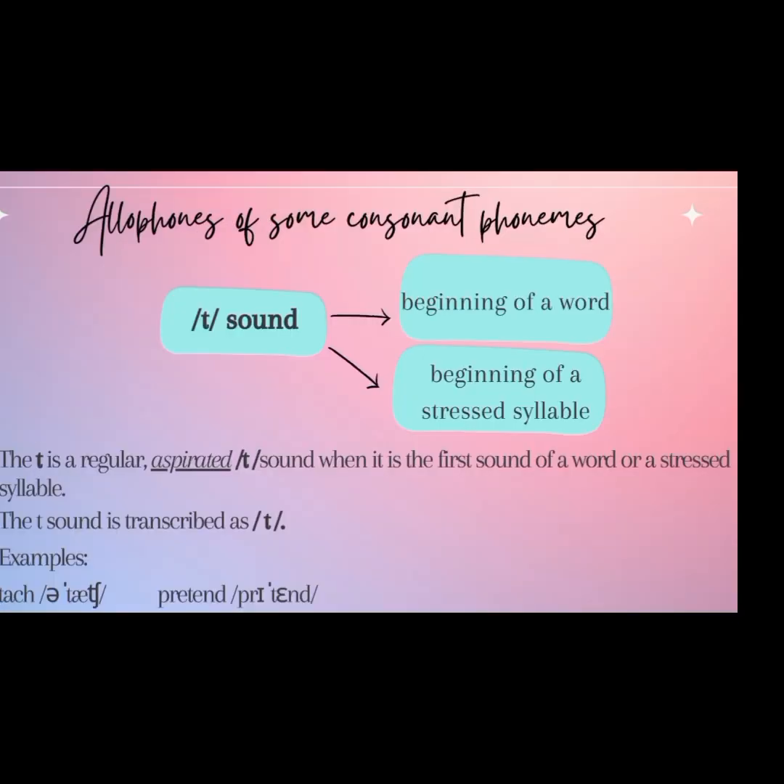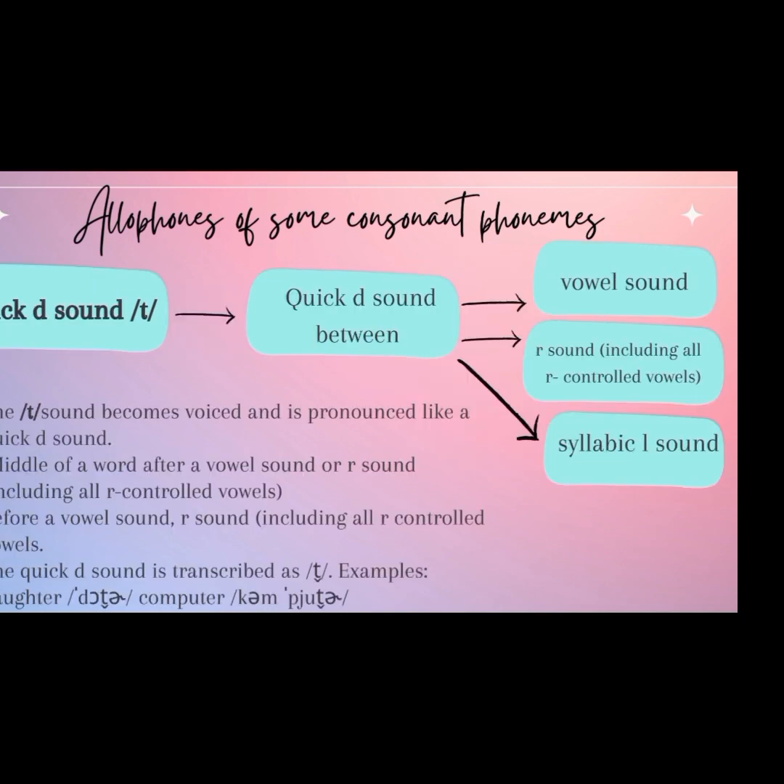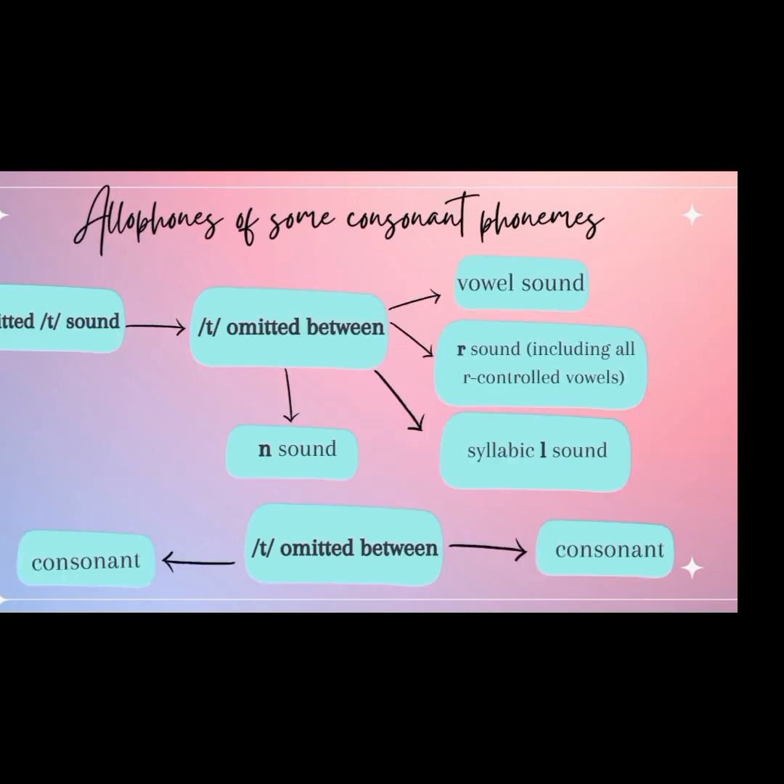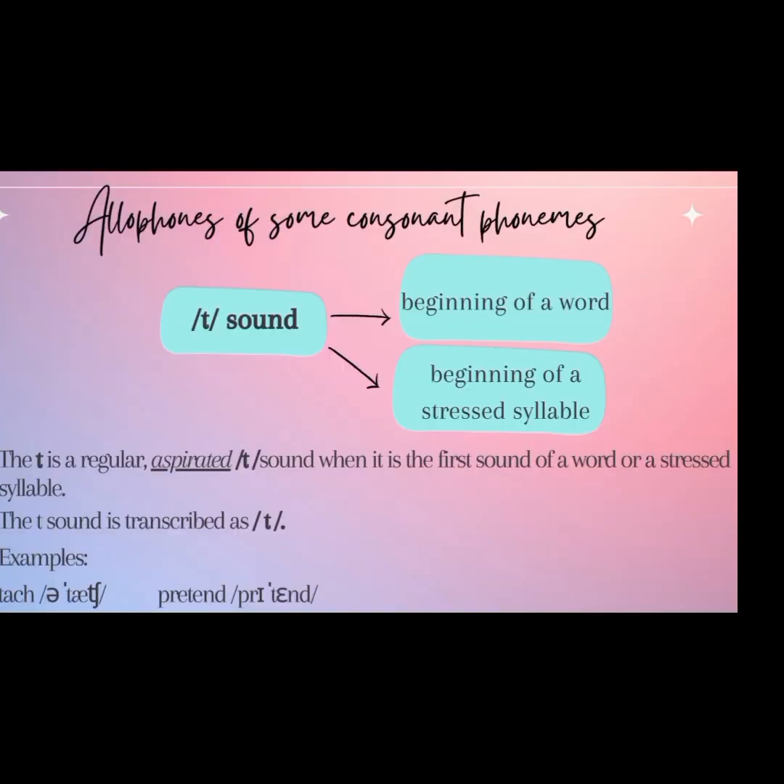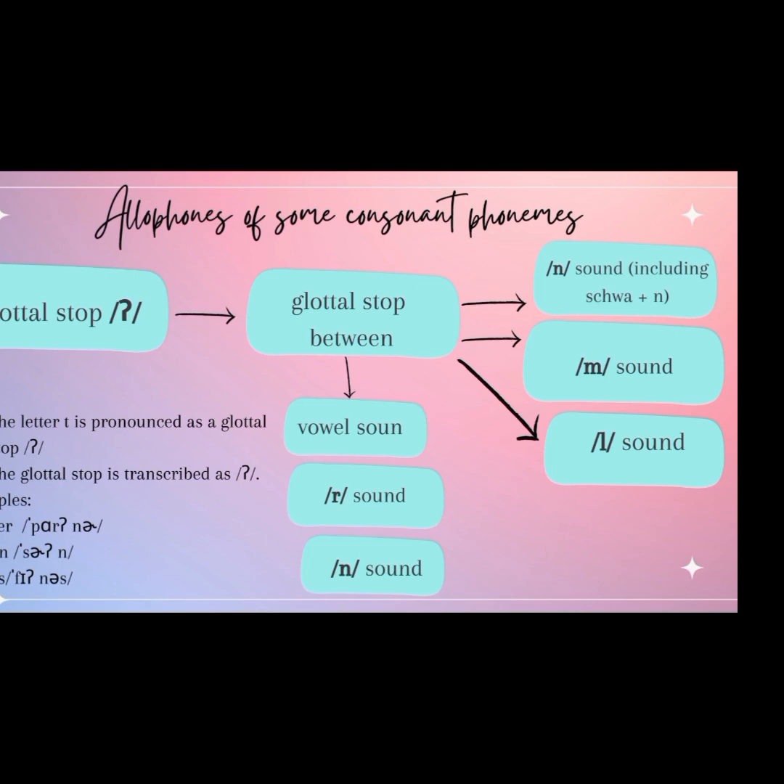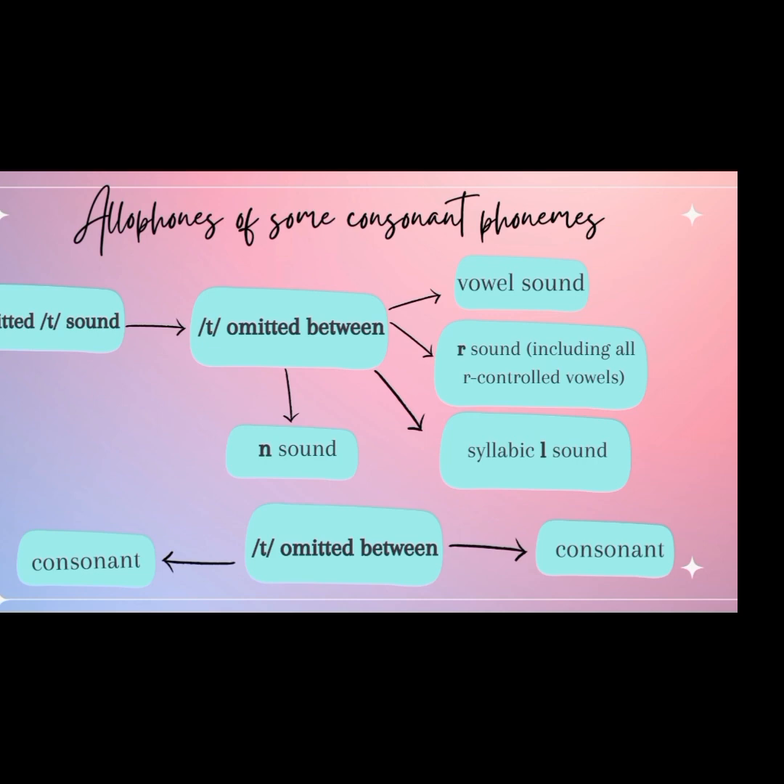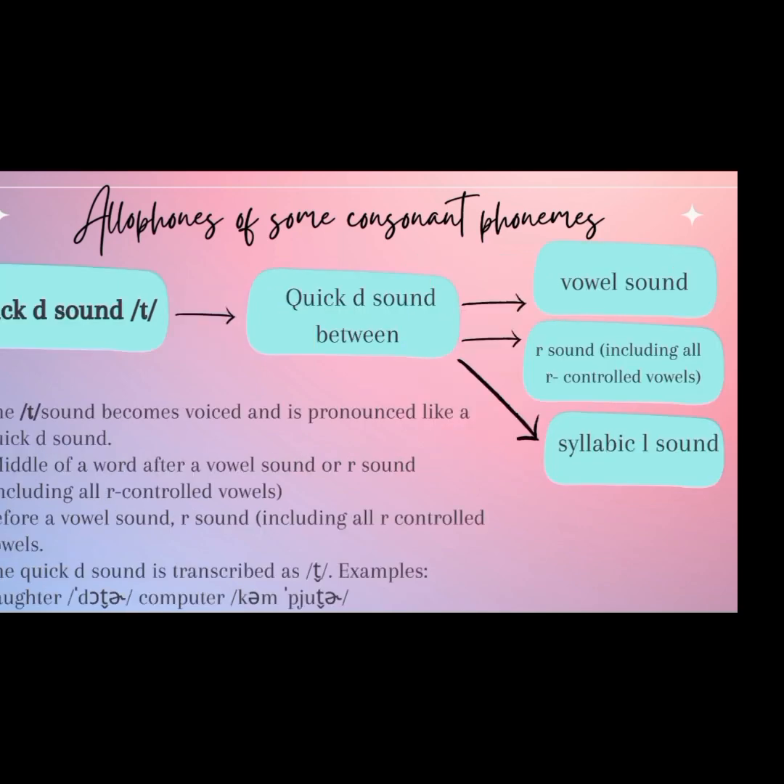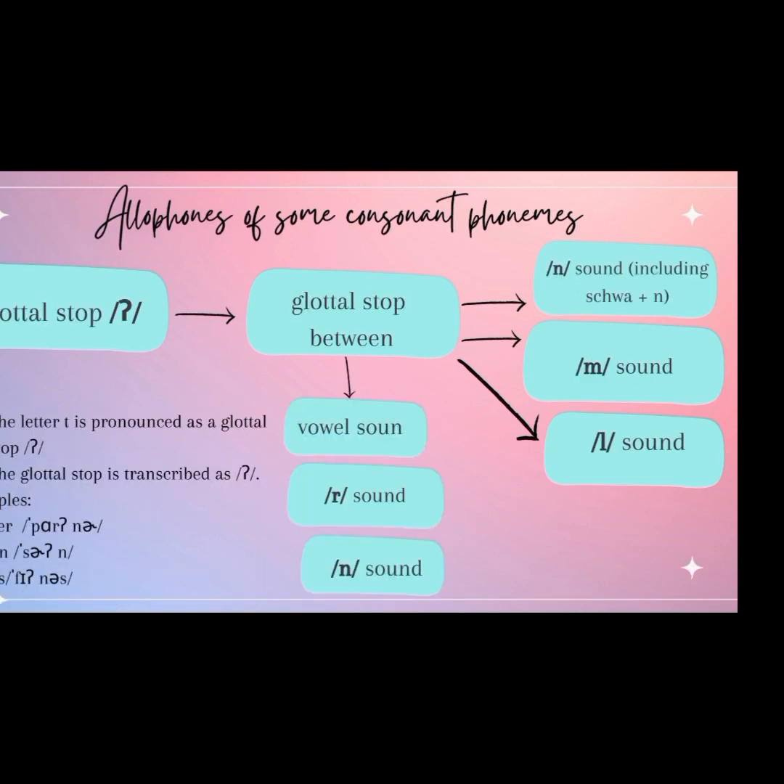Okay, pattern number 3, the glottal stop. The letter T is pronounced as a glottal stop sound in the middle of a word when it follows a vowel, N sound or R sound, including all R-controlled vowels, and is followed by an N sound: schwa plus N sound, a nasal sound or a non-syllabic N sound. For example, pattern and ten.